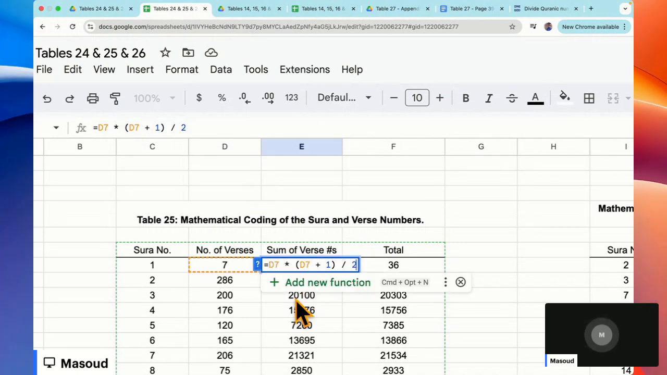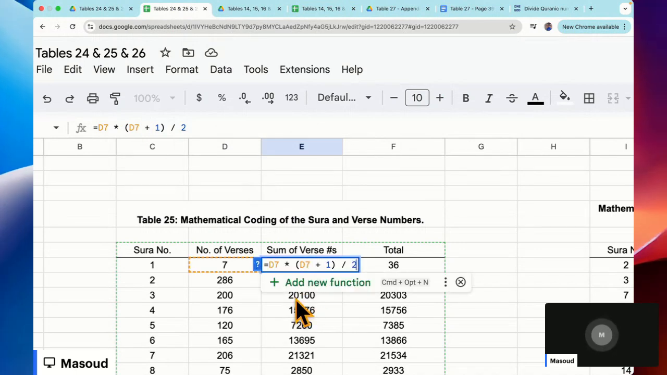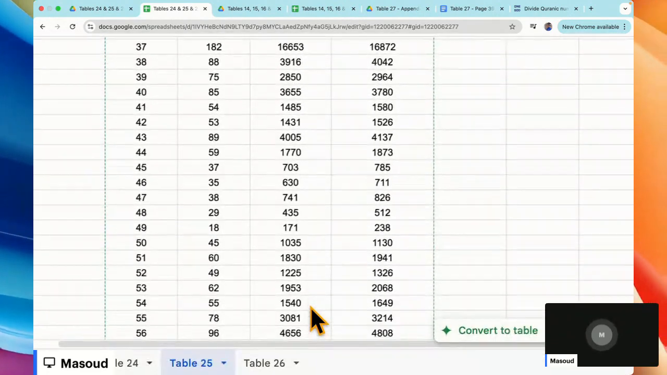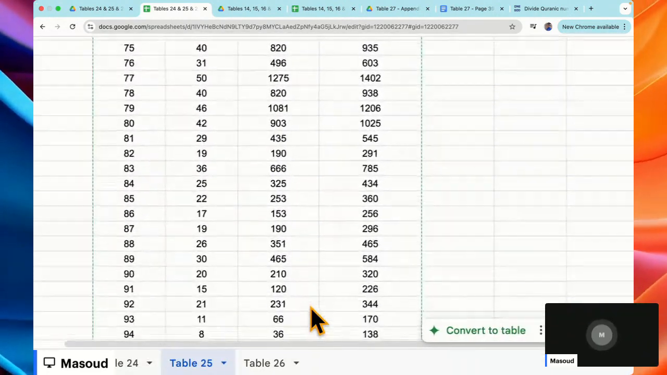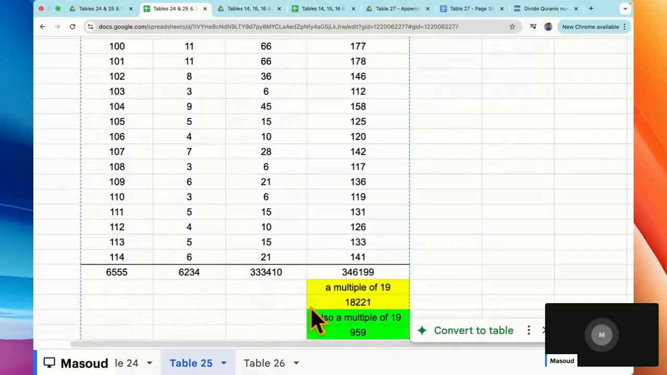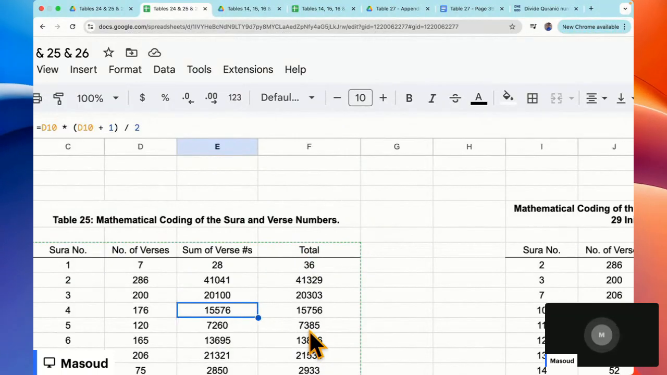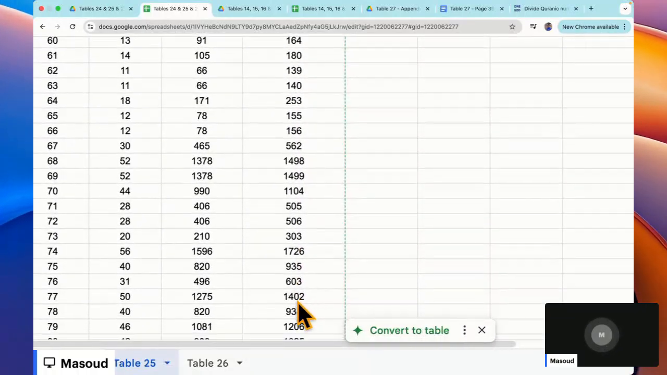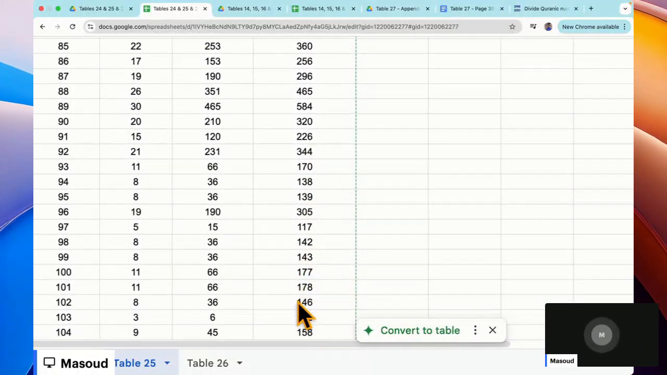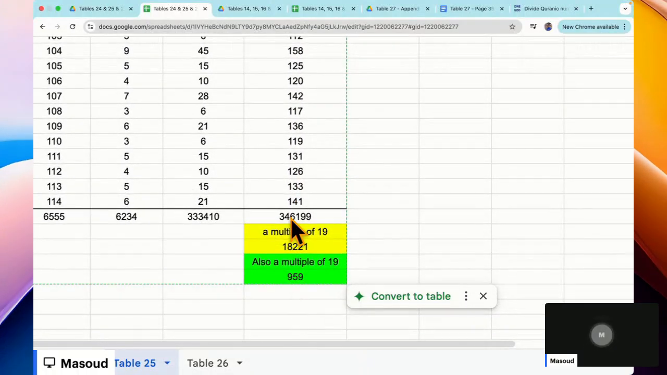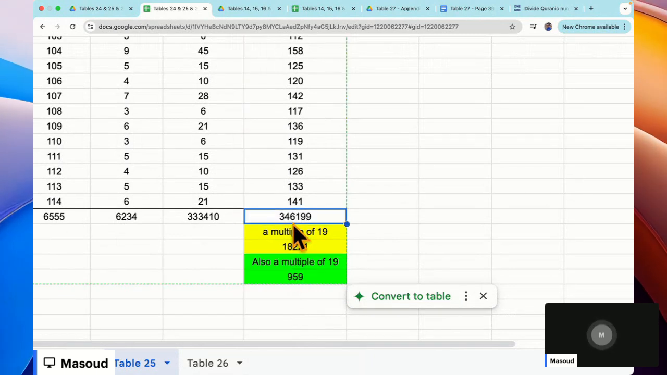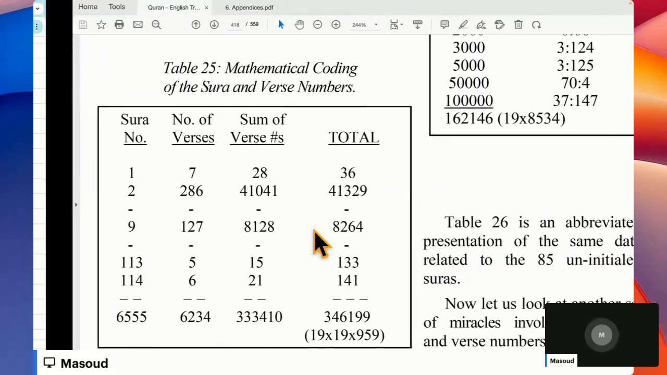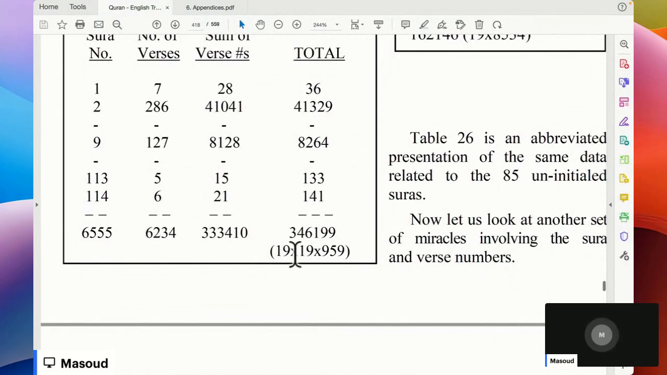And then you have the sum of verse numbers. Again, this is the formula that we have: the number multiplied by the same number plus 1, divided by 2. And you have it for all the chapters of the Quran all the way to the end. And then you have the total of all these. And when you sum them up, all three columns, you come to this number, 346,199. That is exactly the number that we have here, 346,199.